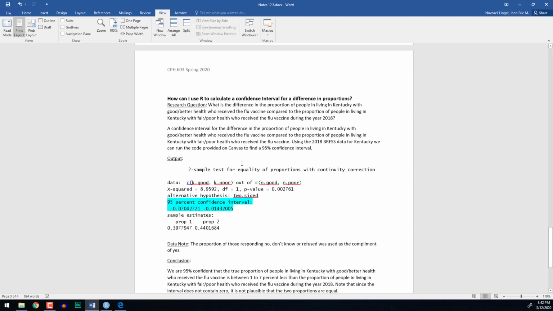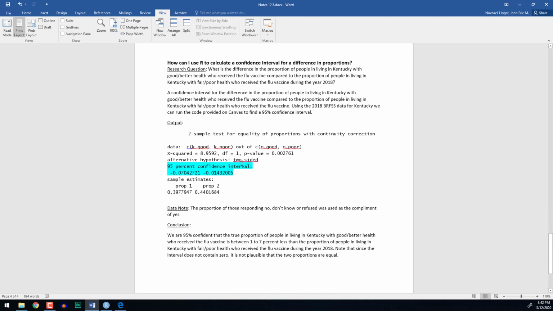And then last, we're going to look at how to use R to calculate a confidence interval for a difference in proportions. So for this example, we might be interested in what is the difference in the proportion of people living in Kentucky with good or better health who received the flu vaccine compared to the proportion of people living in Kentucky with fair or poor health who received the flu vaccine during the year 2018.